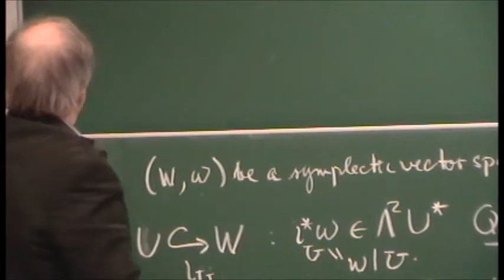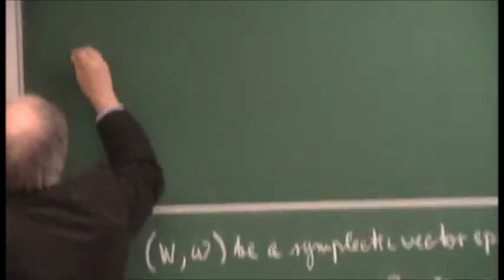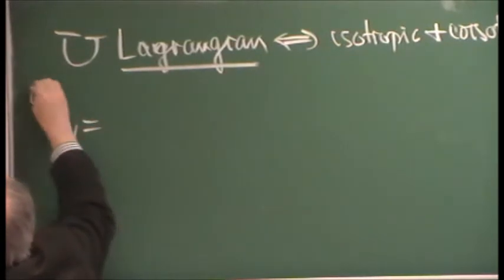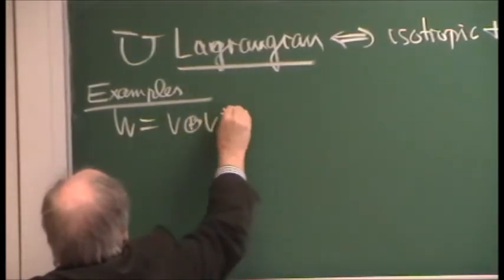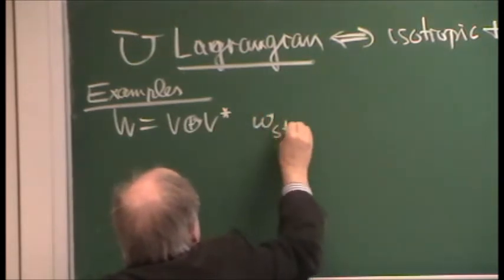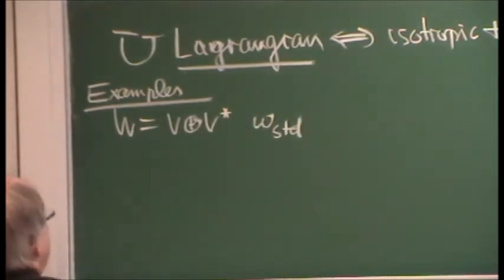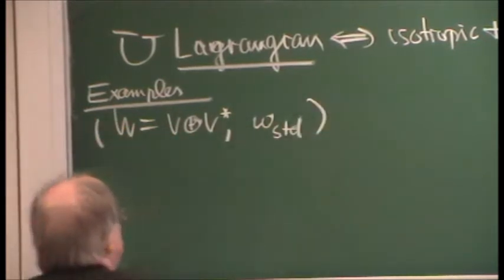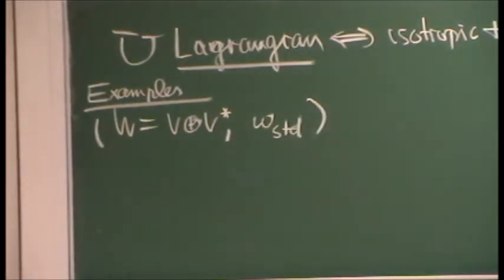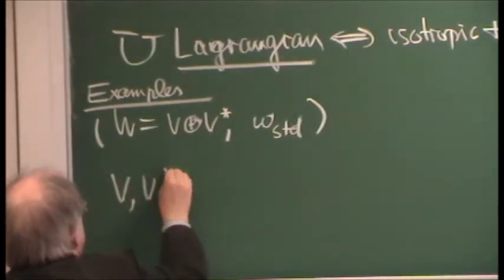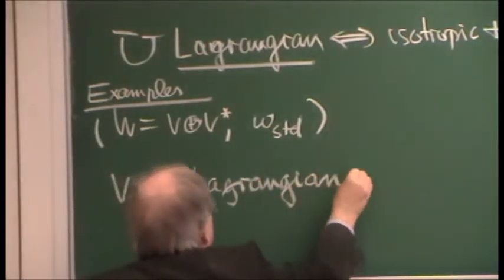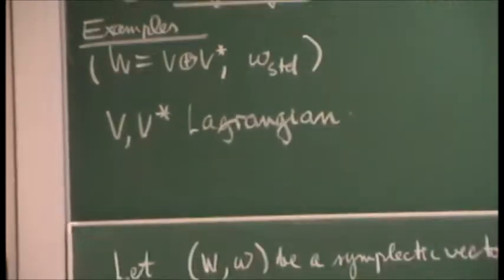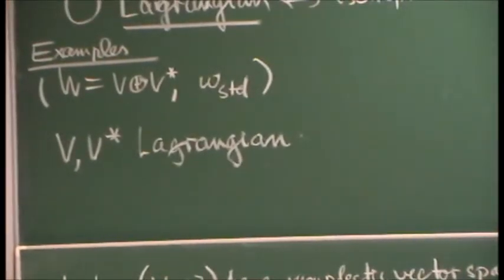Well, let's do some examples. Let's go back to the old example, W equals V plus V star, equipped with the standard form. So this is the symplectic vector space. And then you see V and V star are Lagrangian. Let's just check that to convince ourselves of that.